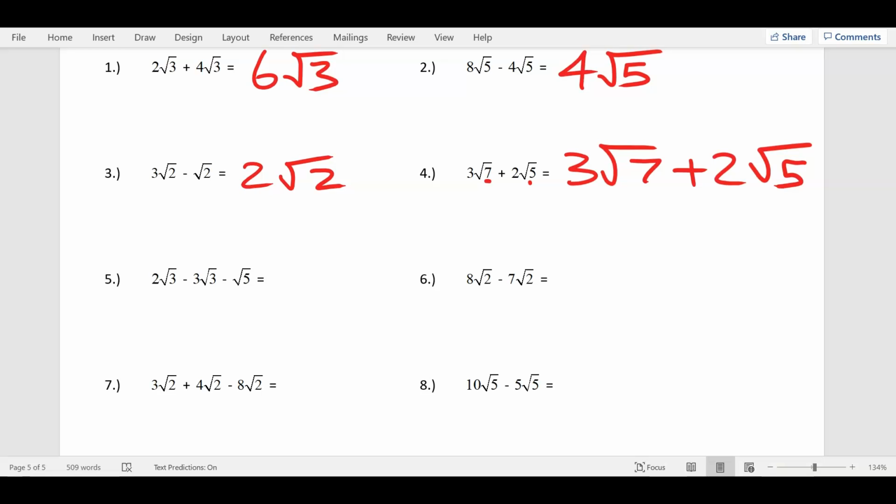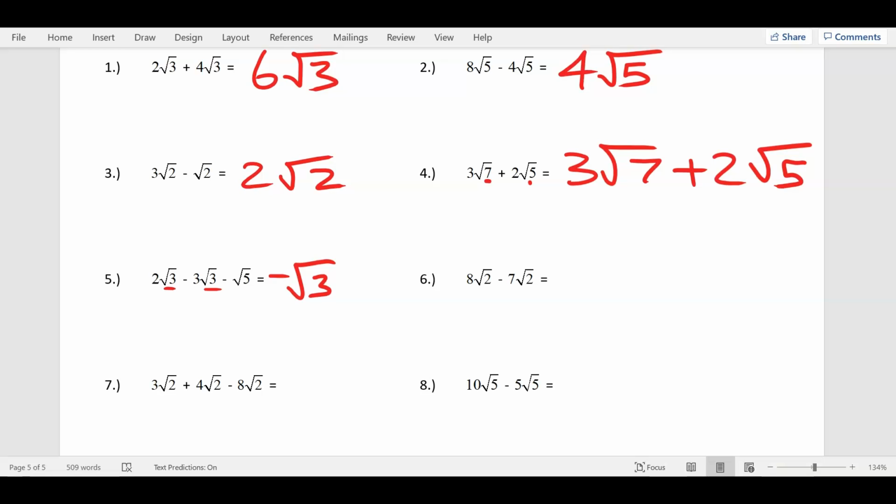Now number 5. 5 has different square roots, but look right here. There's a square root of 3 and a square root of 3. Those two can combine. So let's combine them. What's 2 square root of 3 minus 3 square root of 3? Negative 1 square root of 3. Now I'm going to write that as negative square root of 3. The 1 is implied.